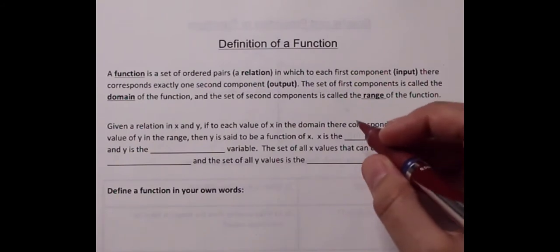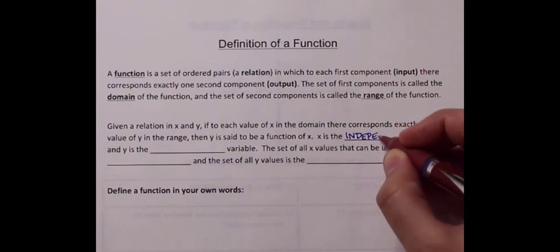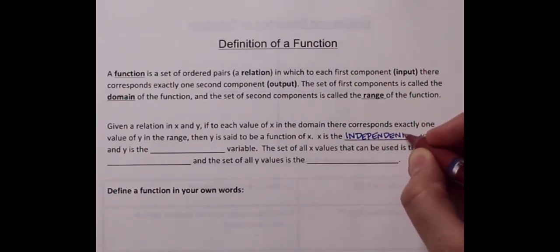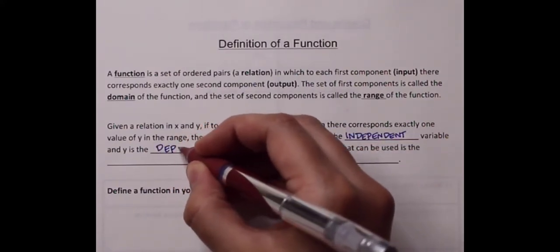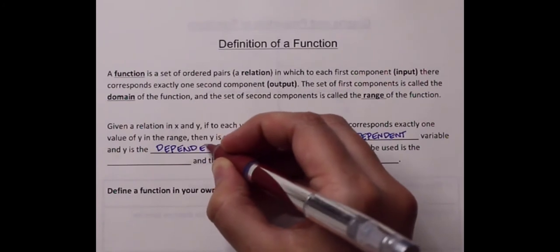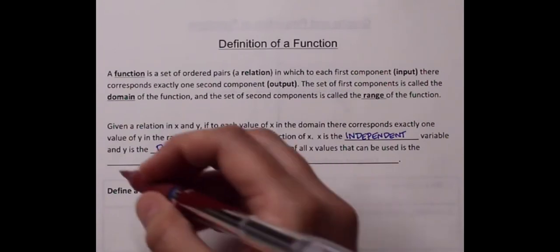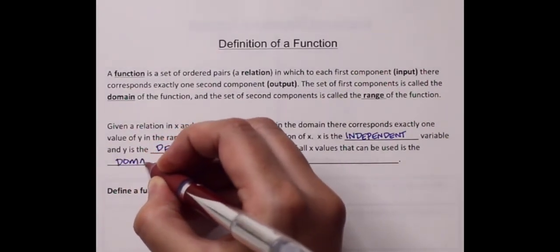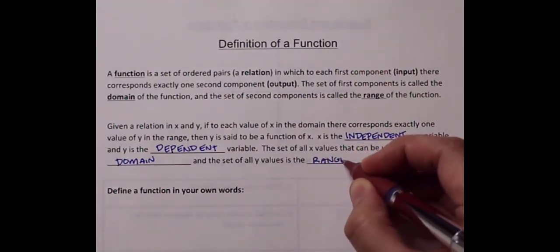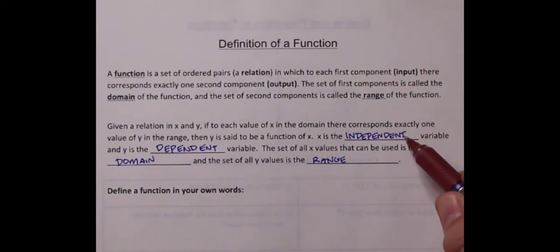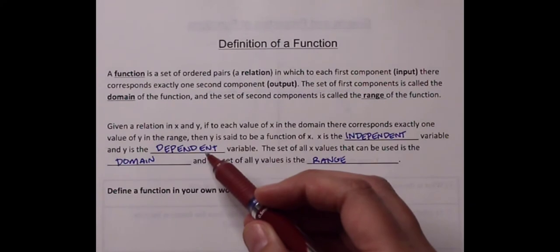And then what we say about that is that x is the independent variable, and then y is the dependent variable. And then the set of all x values that can be used is the domain, and the set of all y values is the range. Okay, you can also say input in place of independent, and output in place of dependent.